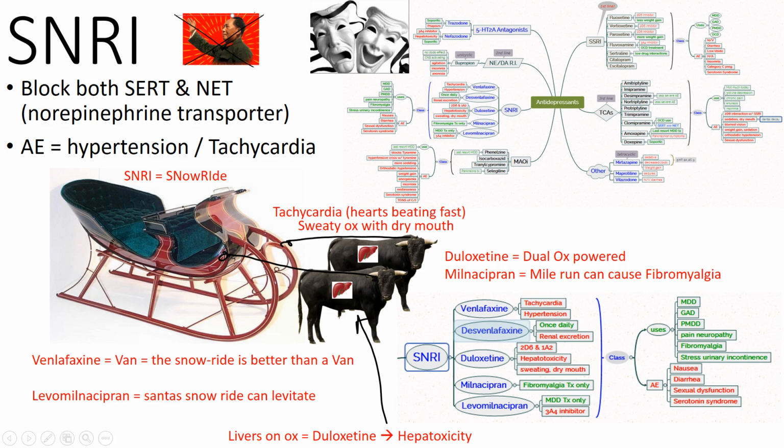Now, remember here also there's two oxes, so that's for 2D6. And then also think that these oxes run really fast. And what happens when you run really fast? Well, your heart beats really fast. So tachycardia. What else happens when you run really fast? Well, you get super sweaty. And when you get all sweaty, you get dehydrated. When you get dehydrated, you get a dry mouth. So SNRIs are associated with being sweaty and having a dry mouth. And hopefully you can tie all those things in to SNRIs.